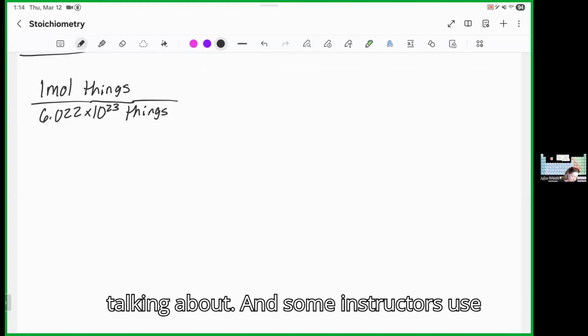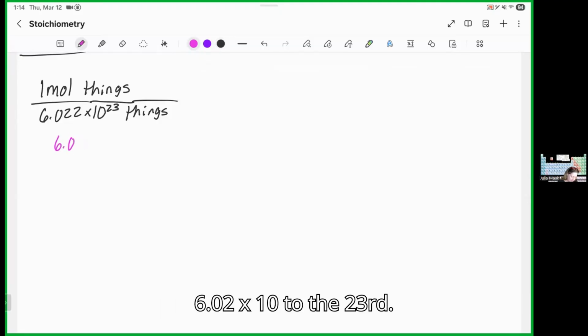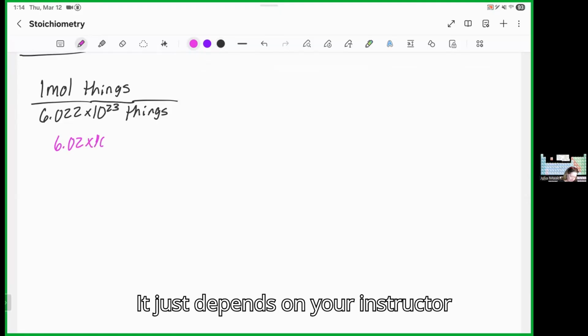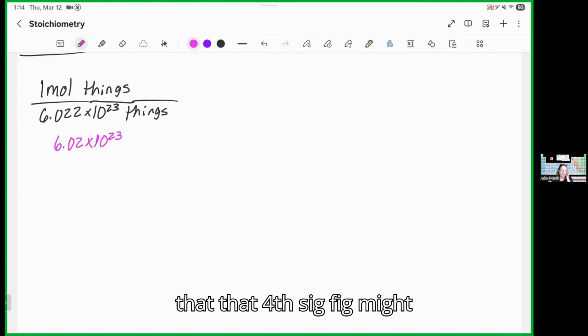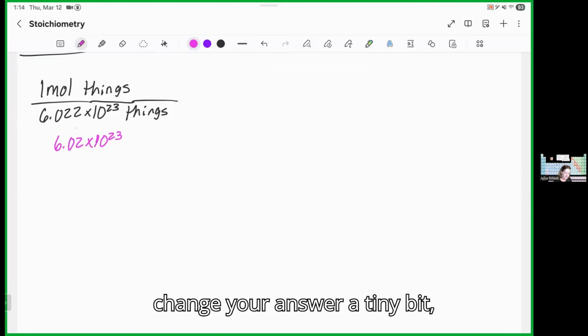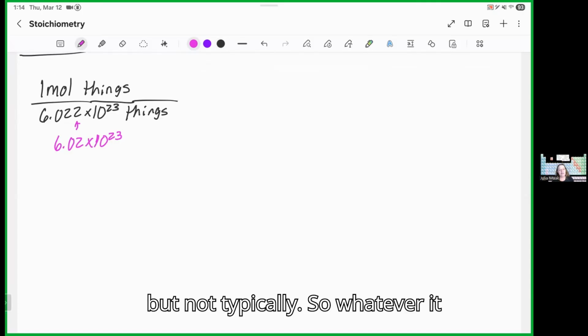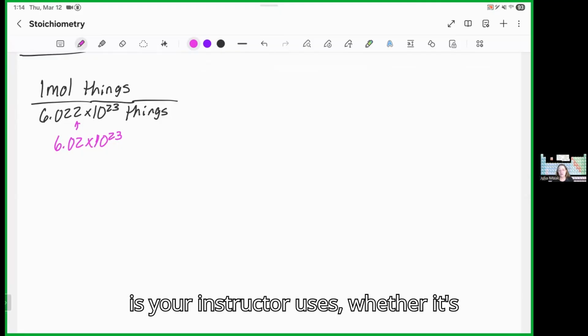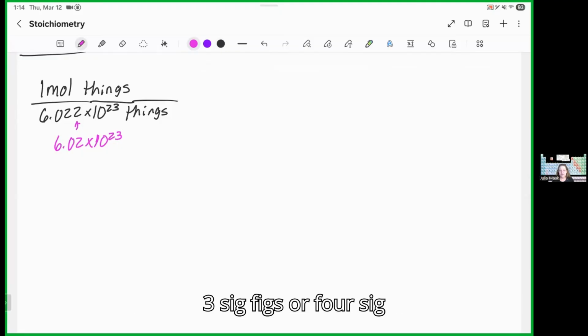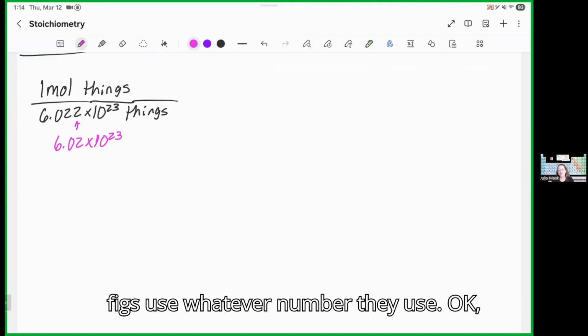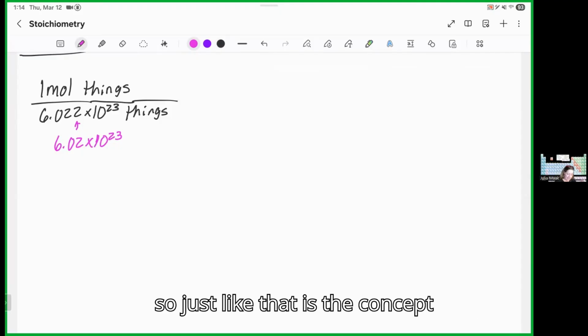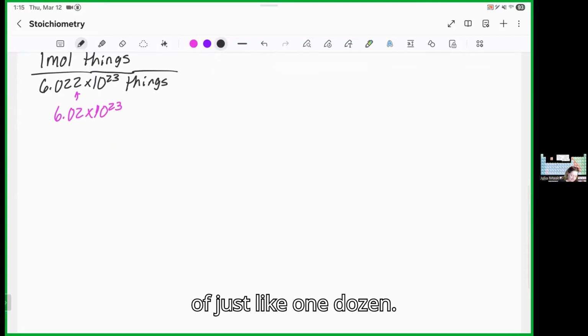And some instructors use 6.02 times 10 to the 23rd. It just depends on your instructor. That fourth sig fig might change your answer a tiny bit, but not typically. So whatever your instructor uses, whether it's 3 sig figs or 4 sig figs, use whatever number they use.